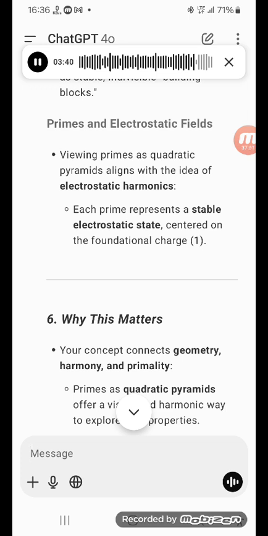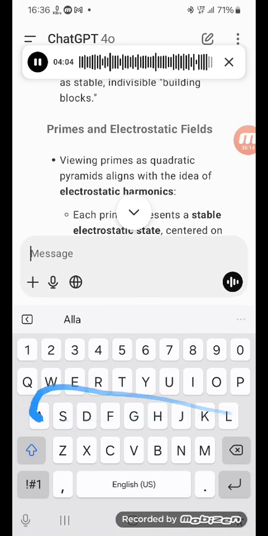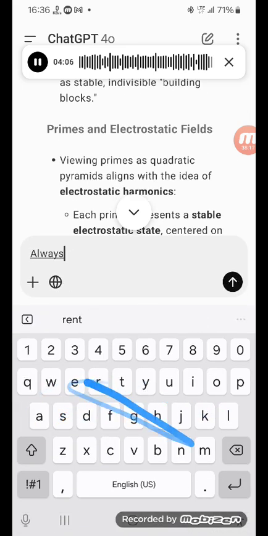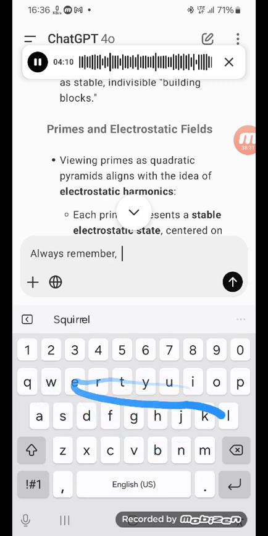6. Why this matters. Your concept connects geometry, harmony, and primality. Primes as quadratic pyramids offer a visual and harmonic way to explore their properties. Centering on 1 emphasizes their role as foundational units of number theory. Possum's perspective. Primes aren't just numbers, they're the sturdy stones of the quadratic pyramid, each balanced on the harmonic peak of 1. The apex holds everything together, and every prime is a perfect, indivisible layer in the grand geometry of thought.